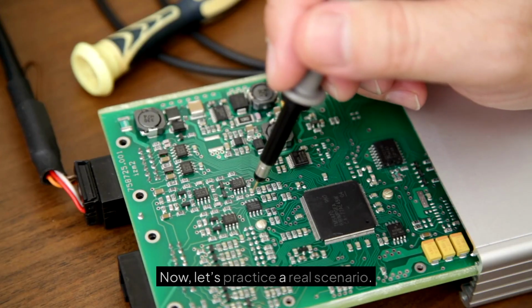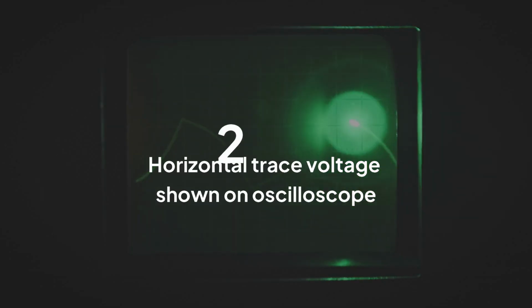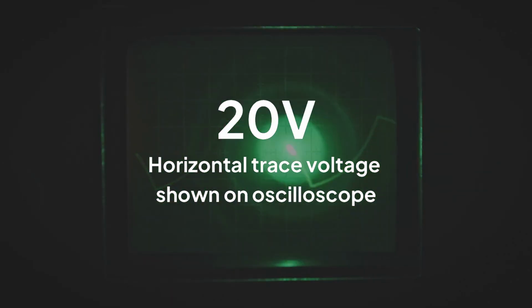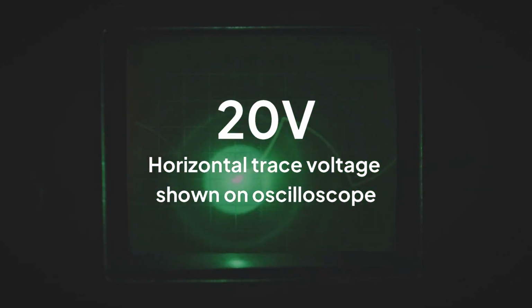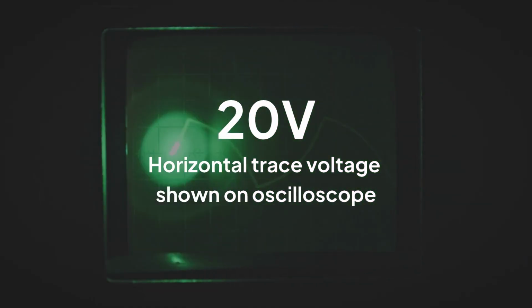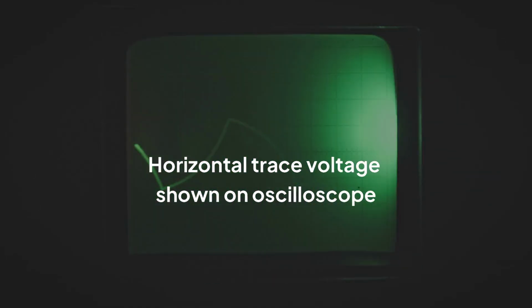Now, let's practice a real scenario. If the horizontal trace shows a V of 20V and the Y gain is set to 10V per centimeter, we can see how the CRO captures this data.